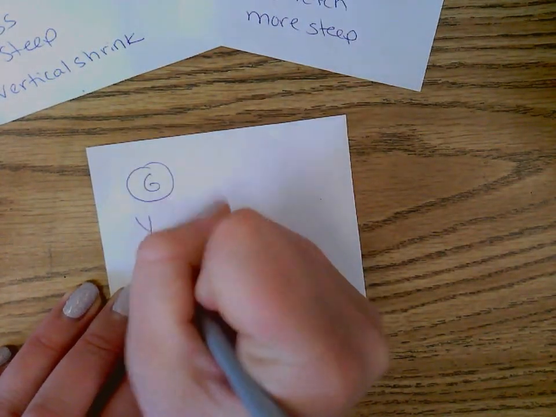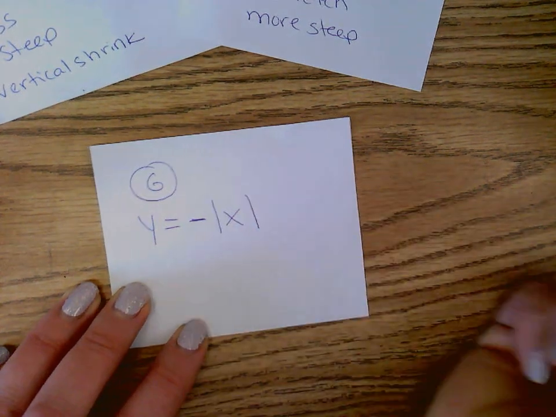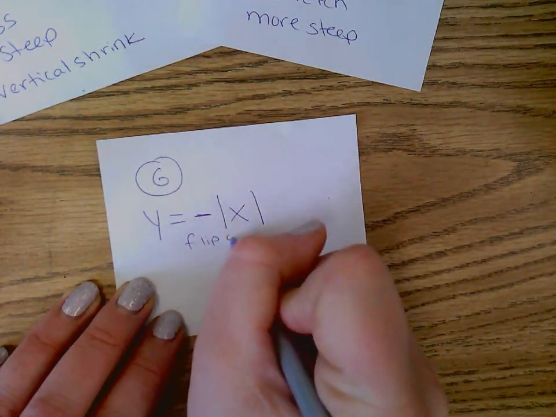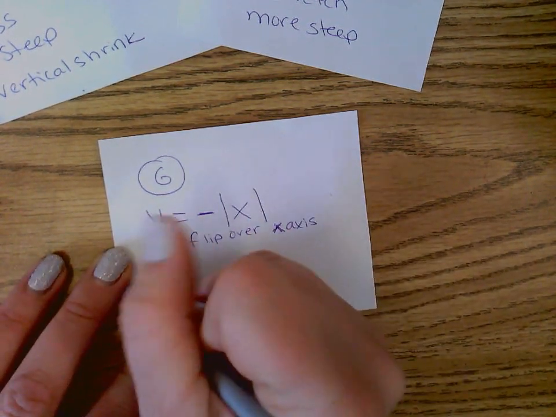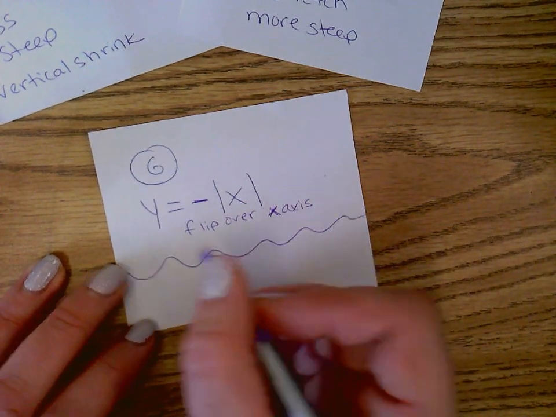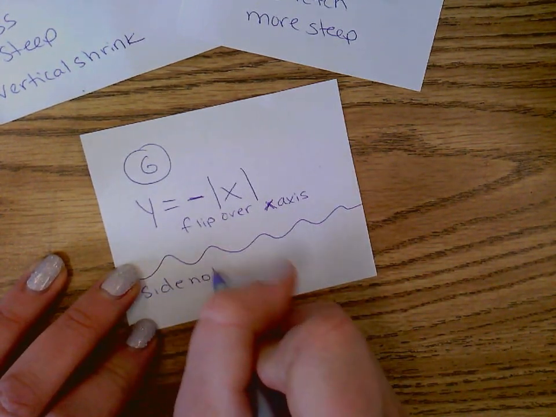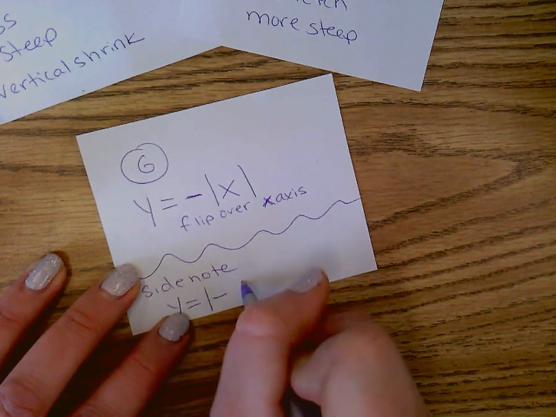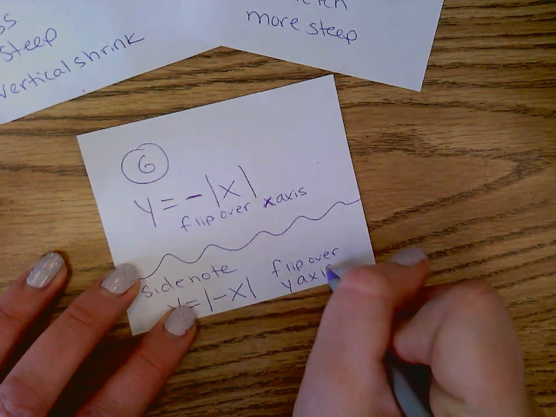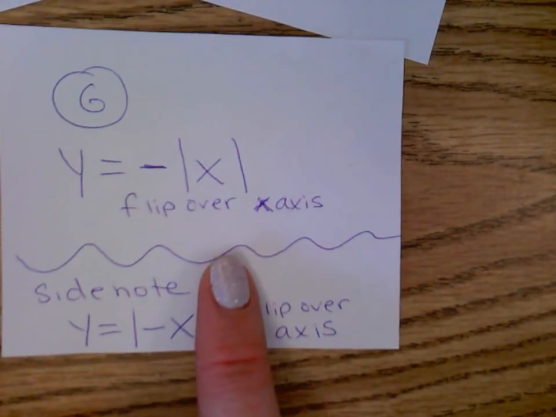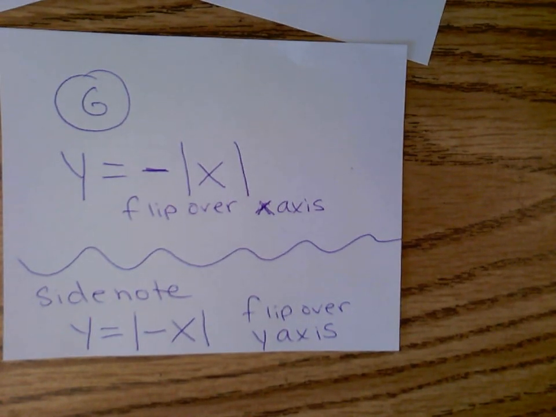Y equals negative on the outside, absolute value of x is a flip over the x-axis. You might want to write a side note: y equals the negative inside is a flip over the y-axis, because I did not have that as one of the cards. That way this card has how the flip over the x-axis and the flip over the y-axis would be written. But this doesn't change the graph because it's symmetrical.